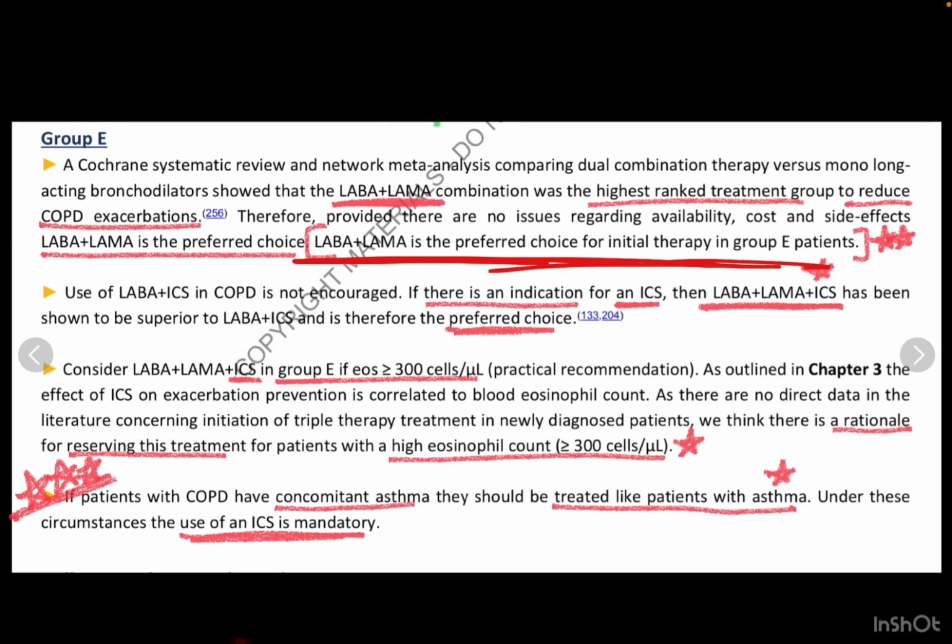Then they are talking about group E patients: we give LABA and LAMA plus ICS if the eosinophil count is more than 300 cells per microliter. We have already discussed this a lot of times. Finally they are telling we think there is a rationale for reserving this treatment for patients with a high eosinophil count, more than 300 cells per microliter. Now a very, very important statement: if a patient with COPD has concomitant asthma, they should be treated like patients with asthma. Under these circumstances, use of inhaled corticosteroids is mandatory.